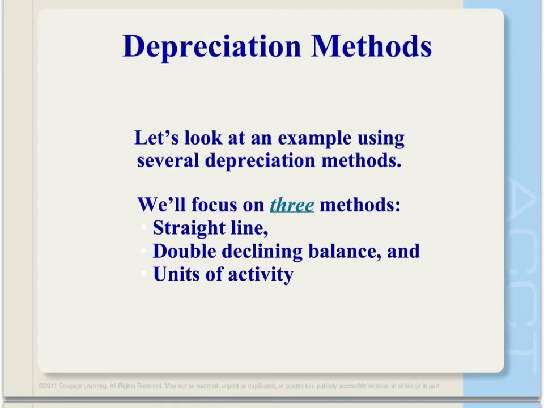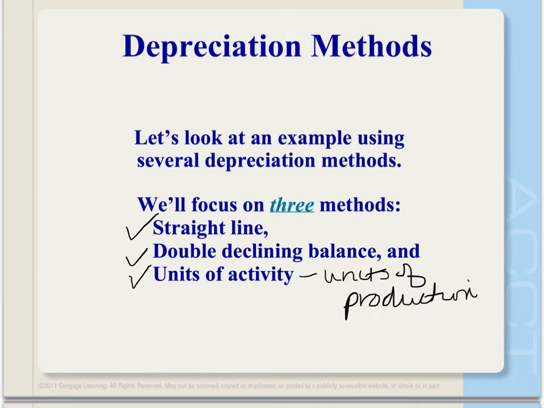There are 3 depreciation methods. One is straight line, which is the first one we're going to cover. Units of activity, which is the second one we're going to cover, is also called units of production. And the last one we'll cover is double declining balance. I'm going to put these in 3 separate modules. The first module will focus just on straight line, with an example after the end of our discussion.